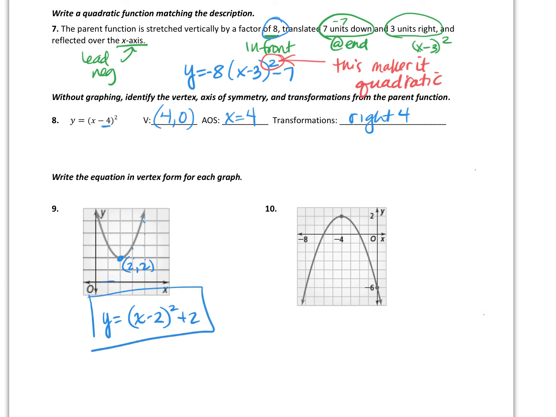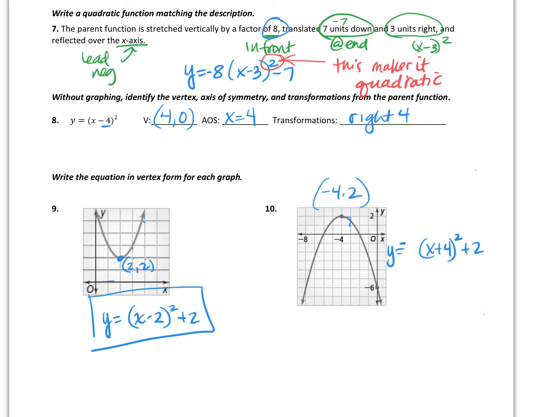Let's look at 10. My vertex, let's see, it's at -4, 2. So I know I'm going to have x plus 4 squared plus 2. That's my vertex part of it. Now let's look at the a and what's going on in the front here. Now notice it's opening down, so we know it's negative, right? Now let's look at this. Is it going over 1, down 1?